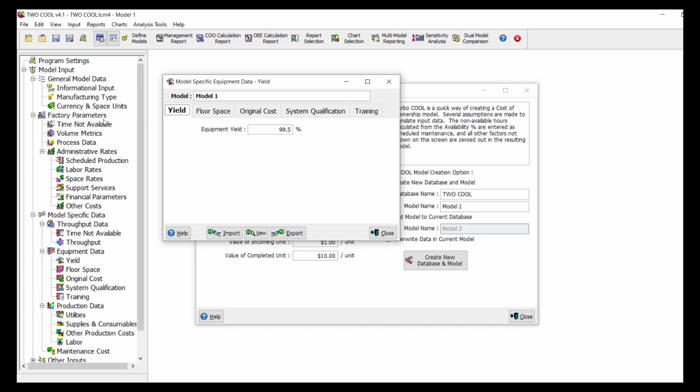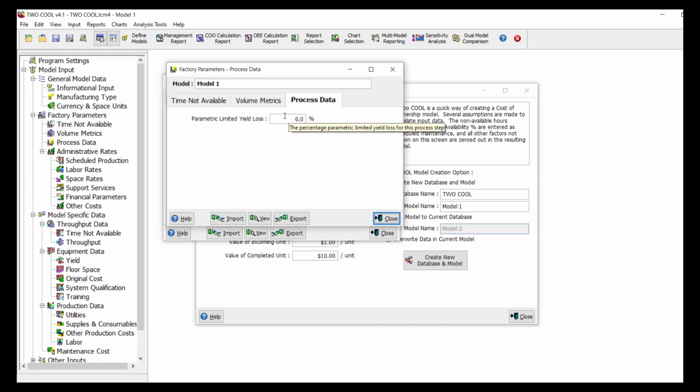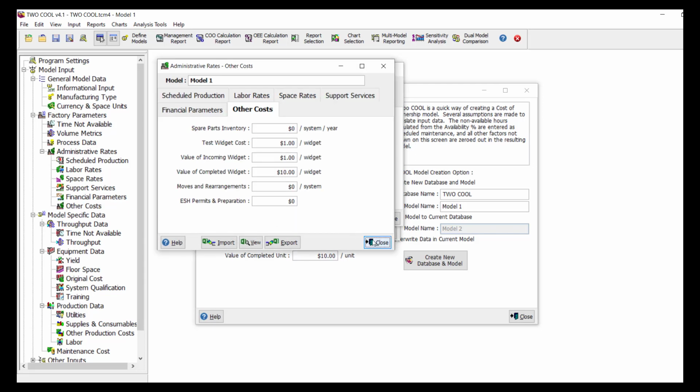Parametric limited yield loss is on the process data form. Again, this form has additional inputs if you have selected the wafer fab manufacturing type. Let's update this field to 0.5%. Lastly, the values of the incoming and completed units are found in the administrative rates section on the other costs form.